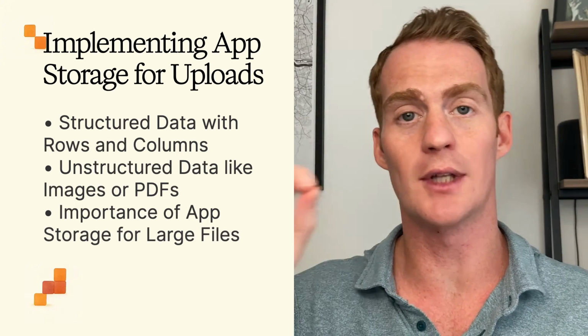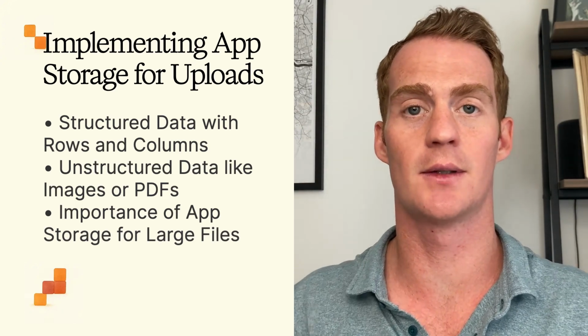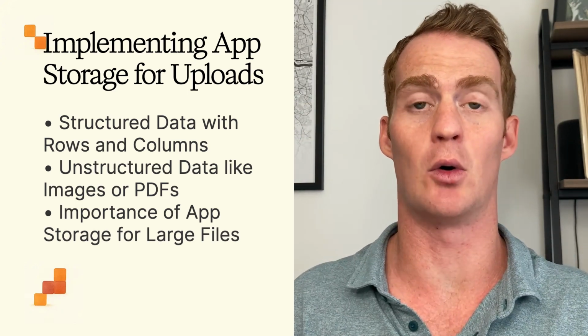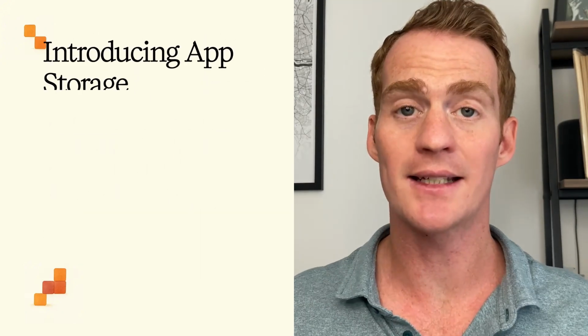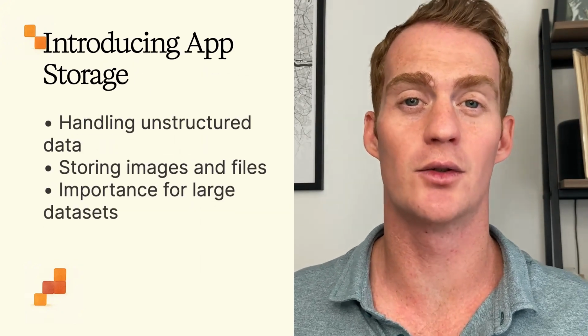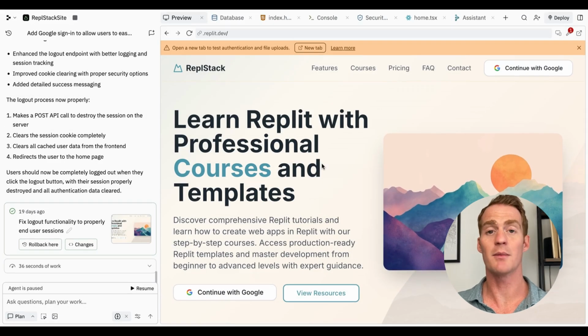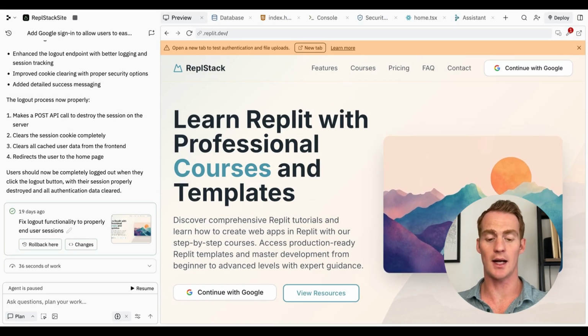So far, we've been talking about databases and database tables, which is really good for what's called structured data, where you have rows and columns with given fields. But what if you wanted to let users upload images or PDF files? A database table is not going to be the best way to store that information, and for that, Replit has app storage.